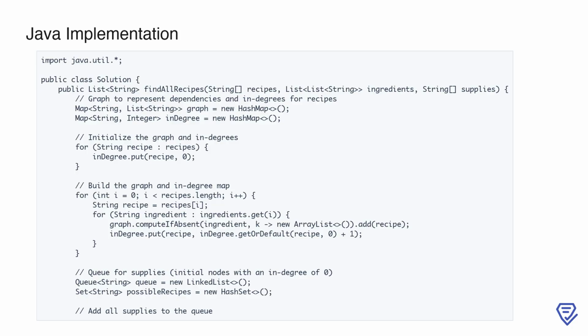Then, we iterate over the recipes and their respective ingredients to build the graph. For every recipe, we add edges from its ingredients to the recipe itself and increment the in-degree of the recipe by the number of its dependencies. This sets up the relationships between ingredients and recipes, where the ingredients act as the prerequisites for the recipes. Finally, we create a queue to store supplies, which will serve as the starting points for our traversal. At this stage, we are ready to begin processing the graph.